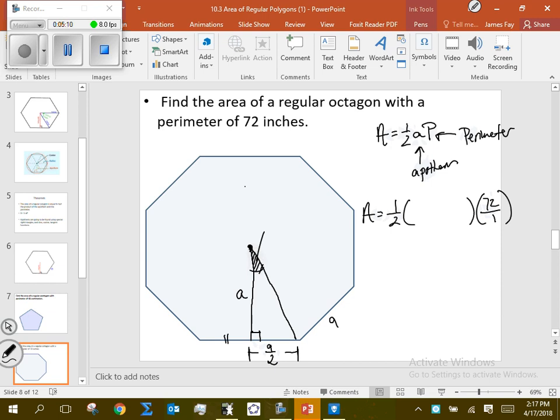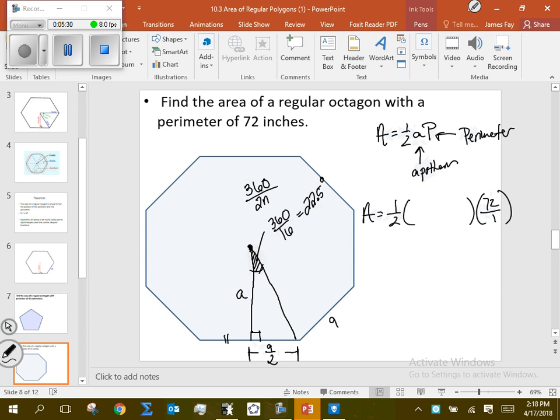Nobody remembers how to find that angle. Is it 360 over 2n? 360 over 2n, where n is our number of sides. Okay? So in this case, we get 360 divided by 16. It gives that angle to be 22.5 degrees.